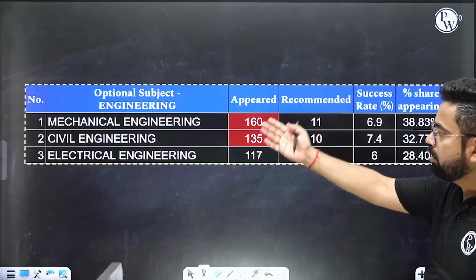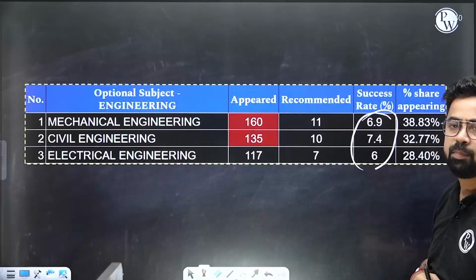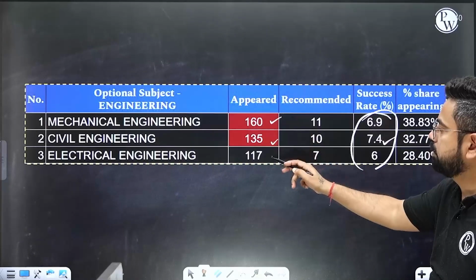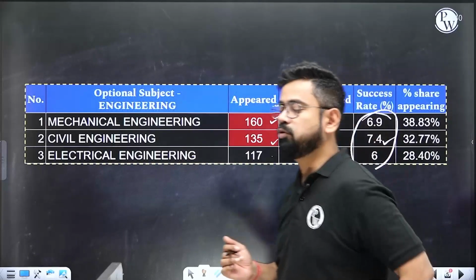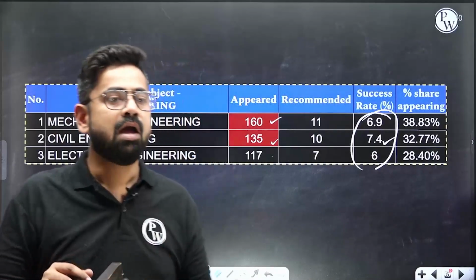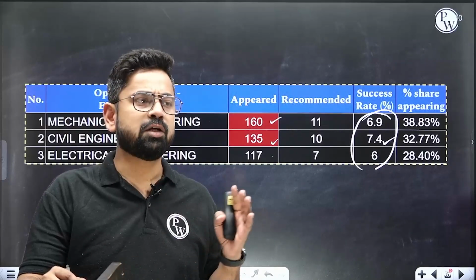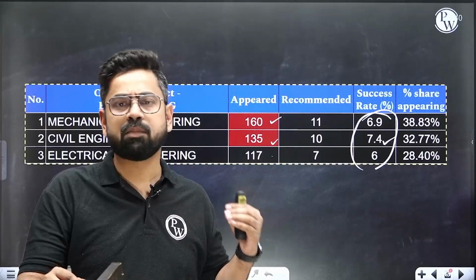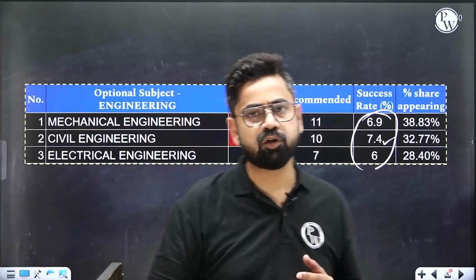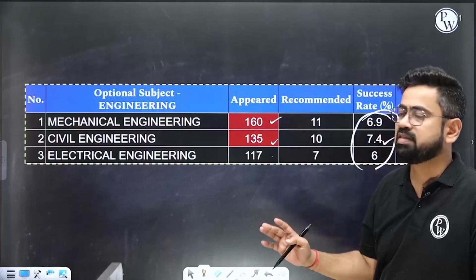The reason is that all the 3 engineering subjects do not contribute more than 8%. Our highest is 7.4%, which is civil engineering. By the way, this data is only for those who appeared in the mains examination, not the prelims, because optionals matter only in mains. Somebody who was in prelims and could not make it to mains, their data is not important for UPSC. So the data which UPSC has released is only for those who appeared in the mains examination.